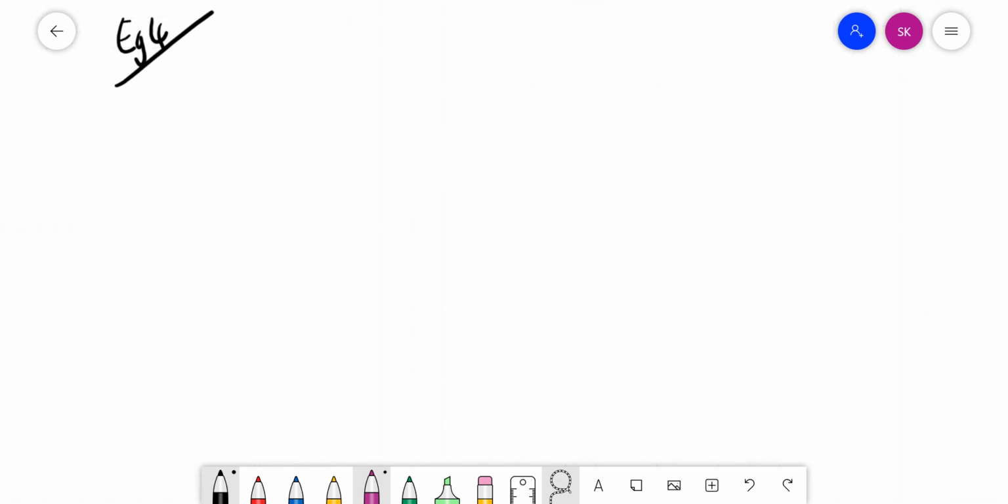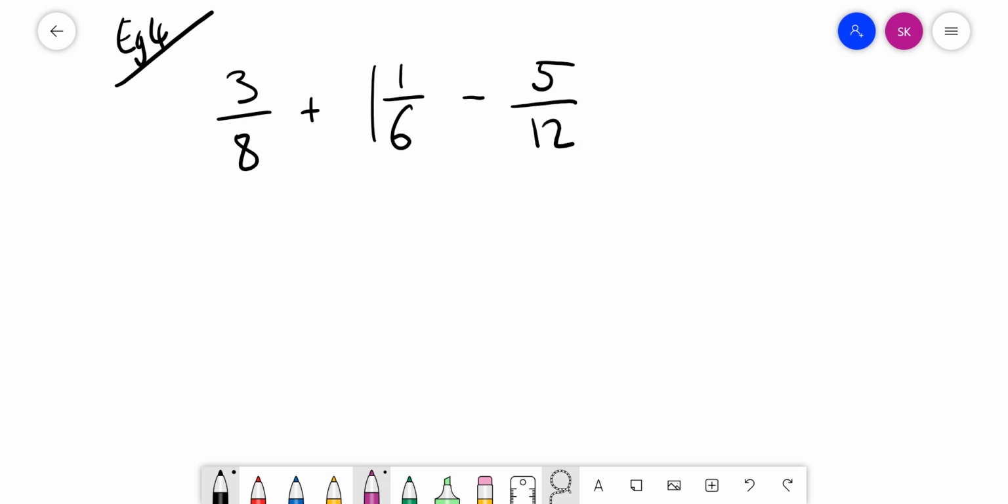Okay, let's make this example quite spicy. Let's do 3 over 8 plus 1 and 1/6 minus, let's go with 5 over 12. Whew. Pause the video and have a go at that.